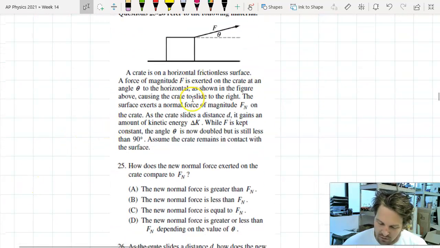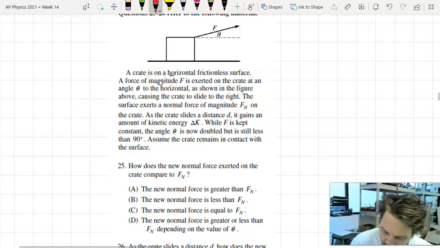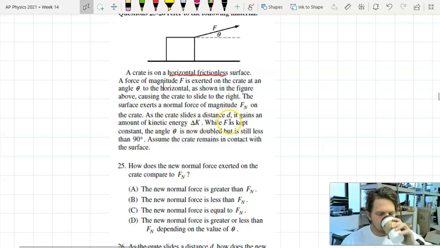25. A crate is on a horizontal frictionless surface. Okay, that's good to know. A force of magnitude F is exerted on the crate at an angle theta to the horizontal. The surface exerts a normal force, Fn, on the crate. As the crate slides a distance d, it gains an amount of kinetic energy. While F is kept constant, the angle theta is now doubled, but still less than 90 degrees. Okay.